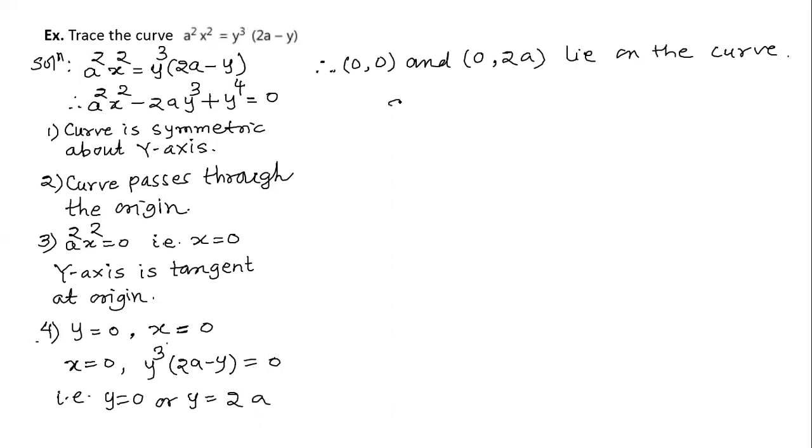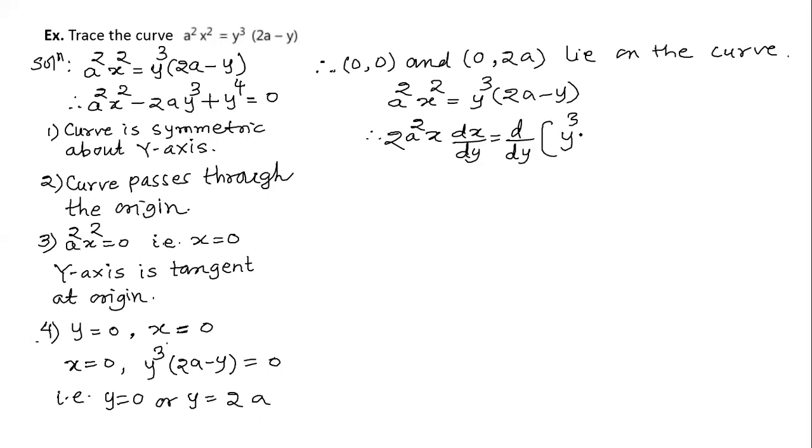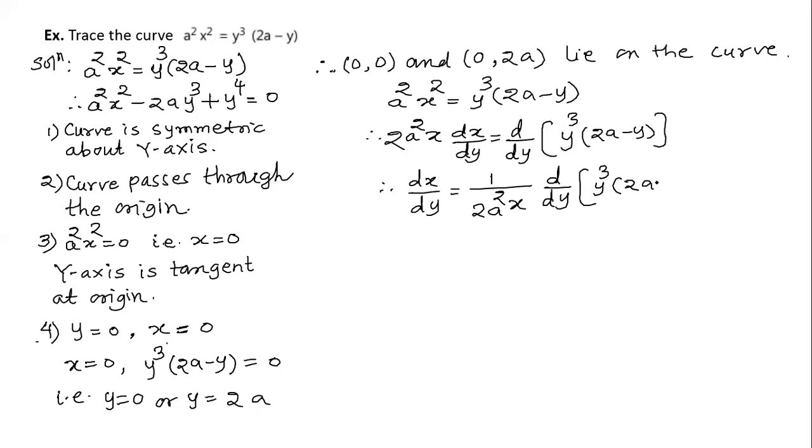As we know, I am writing that equation once again: a square x square is equal to y cube into 2a minus y. So differentiating with respect to y, it will be a square into 2 into x into dx by dy, and that is equal to d by dy of, we need not differentiate, y cube times 2a minus y. Therefore dx by dy is equal to 1 upon twice a square x into d by dy of y cube times 2a minus y.